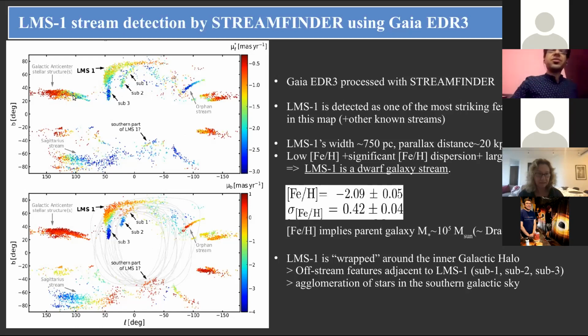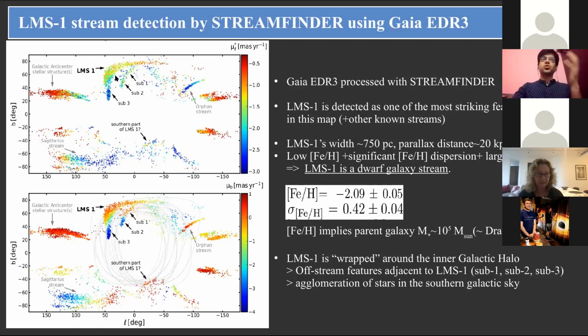But one of the most striking features that we detected was the LMS1 stream that you can see here. You can see the stream in both the maps. So LMS1 was detected as one of the most striking features in Gaia EDR3. It has a width of about 750 parsec, the width perpendicular to the stream, and it lies at a heliocentric distance of about 20 kiloparsec. It is a very metal poor structure, with minus 2.1 metallicity, and has a significant metallicity dispersion. And these things basically suggest that LMS1 is indeed a remnant of a dwarf galaxy and not a globular cluster, for example. So it's a stream produced from a dwarf galaxy.